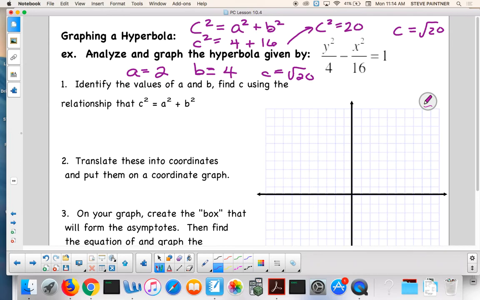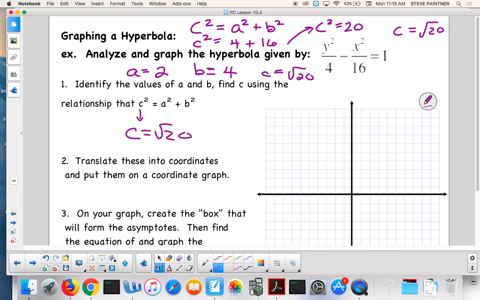Now, can I ask you this question? The transverse, is it horizontal or is it vertical? I'm hearing vertical, is that right? Why? Because y is first. If y comes first, it's a vertical transverse, which means the hyperbola opens up and opens down, okay? So this gave me the square root of 20. Translate these into coordinates and put them on the coordinate graph.